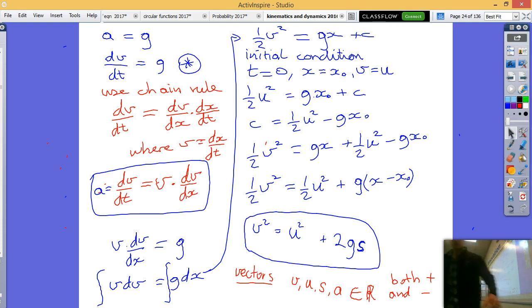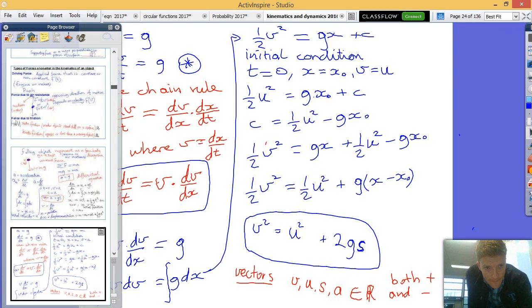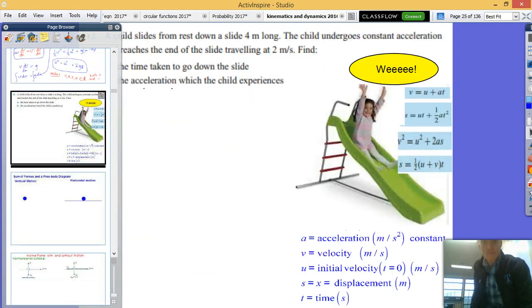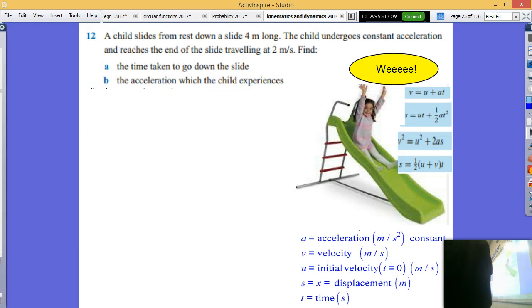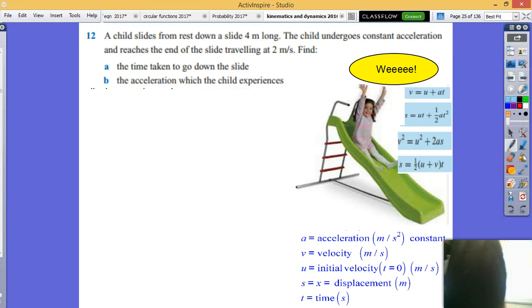So it's important to consider that more carefully. So you've got a set of those rules here, and we're going to apply them in any different type of problem.